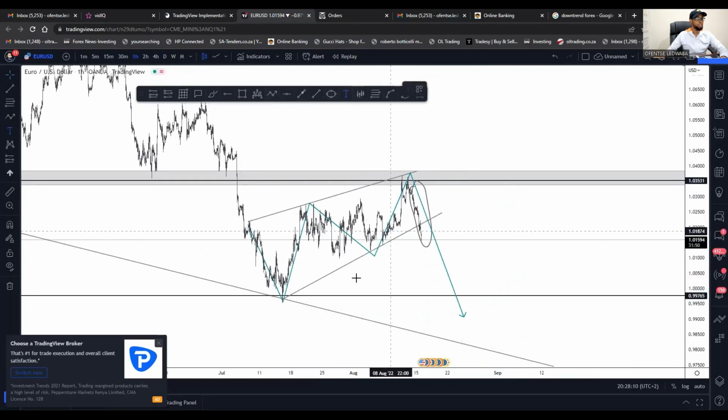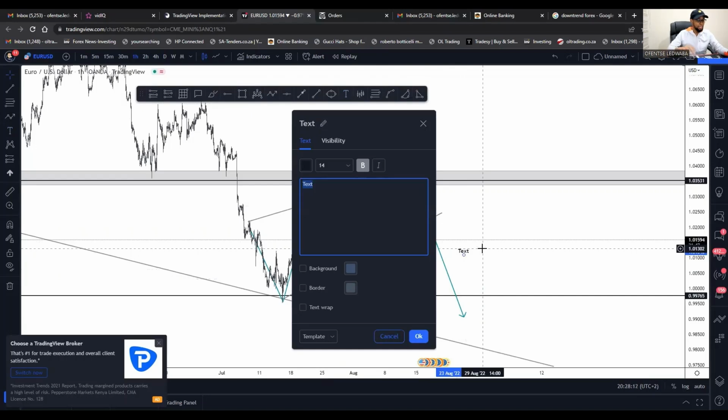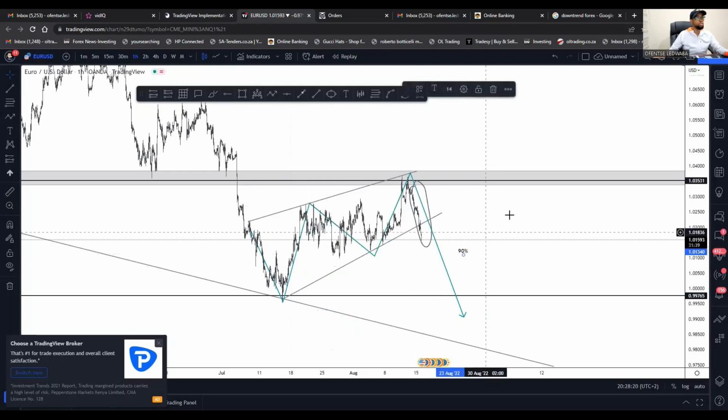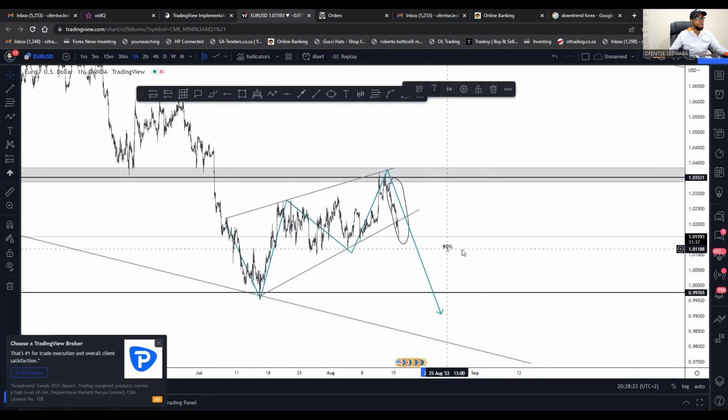The 90% rule, which simply says the market will go to where the correction started, or you can also say it is a triangle.